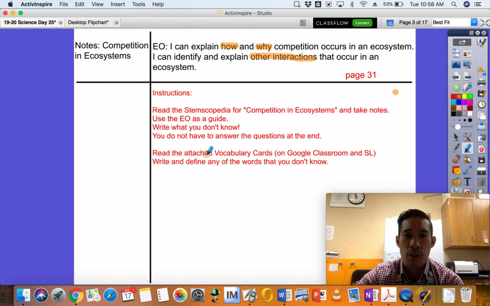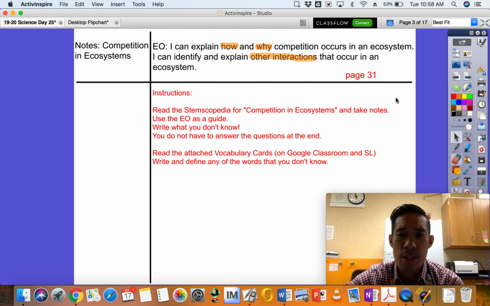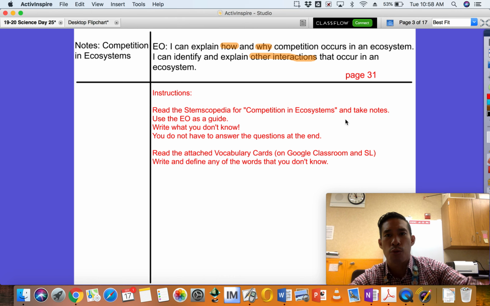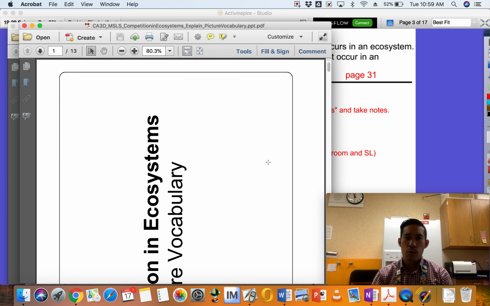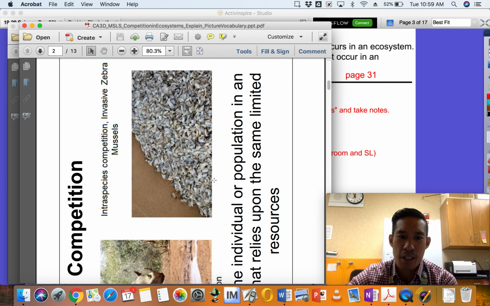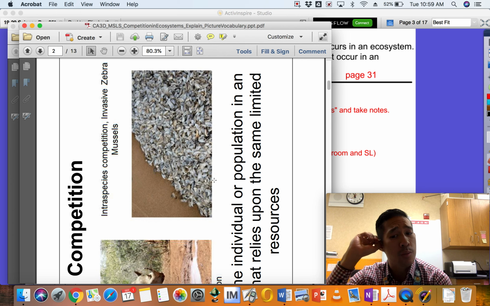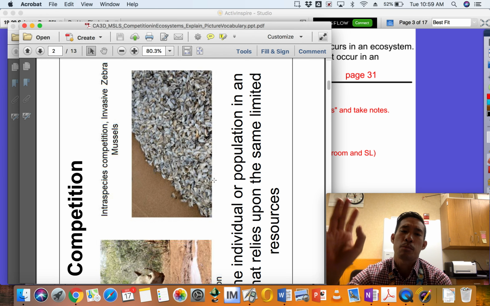Now, the next thing that we have going on is these attached vocabulary cards. We need to write and define any words that we're not aware of. Now these words were in the password game, so they will be on the slides. But there are these cards that I'm going to attach that I think are really useful. Let me open that up. Hold on. All right. Okay, so I know these are weird. They're sideways, but it's called picture vocabulary, and you can look through them. I would prefer you do these words from these definitions as opposed to looking it up on Google. These are ecosystem specific terms.